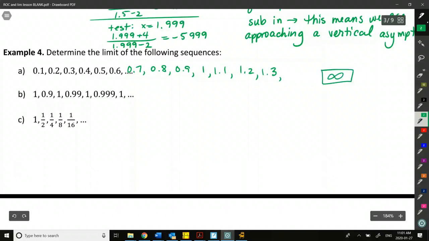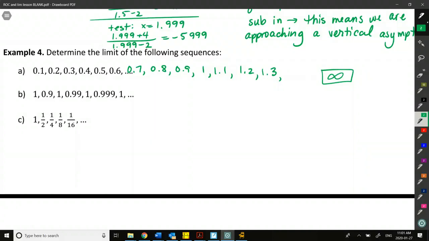Okay, technically, if something is approaching infinity, it doesn't exist, right? Because I'm not actually approaching a specific value. It's more of a concept. We're just saying it goes on forever. So you could also say this limit does not exist. Okay, how about B? Is this approaching any particular value?